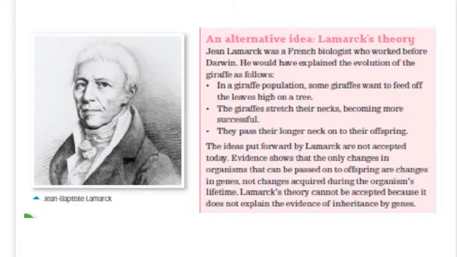This idea put forward by Lamarck is not accepted today. Evidence shows us that the only changes organisms can pass on to their offspring are changes in genes, not changes acquired during their lifetime. Lamarck's theory cannot be accepted because it does not explain the evidence of inheritance by genes.